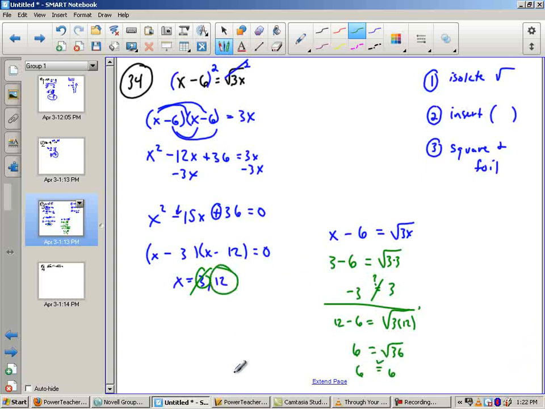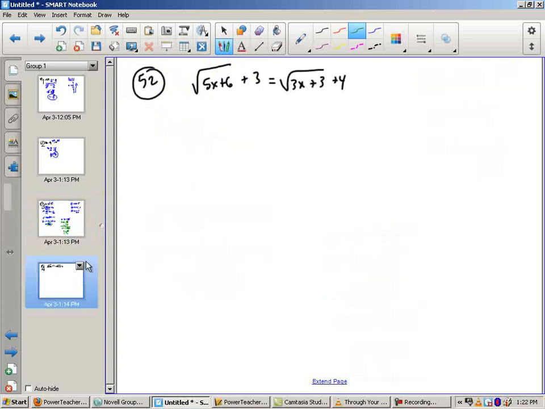And so 12 is an acceptable answer. I need to check from 34 through the end of the assignment to see if I have extraneous solutions, because we're squaring x. As soon as we square x itself, we have a potential for extraneous solutions.